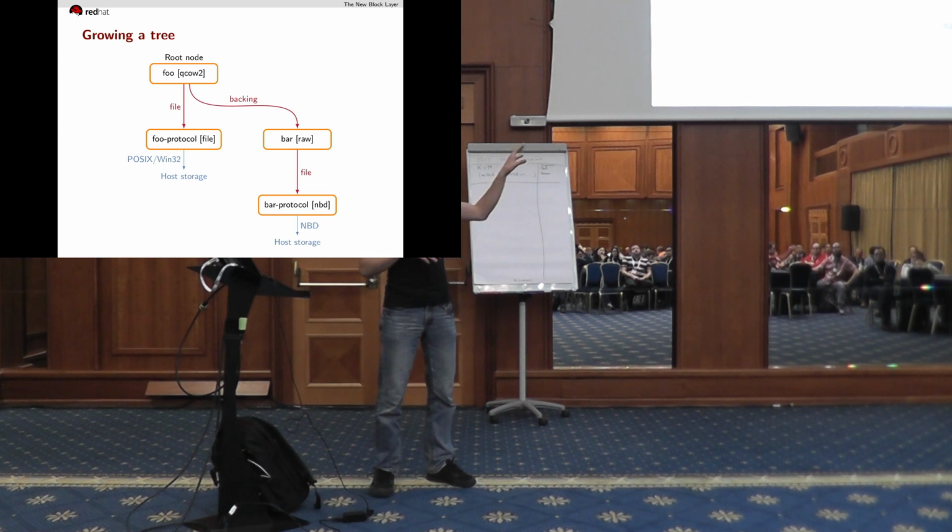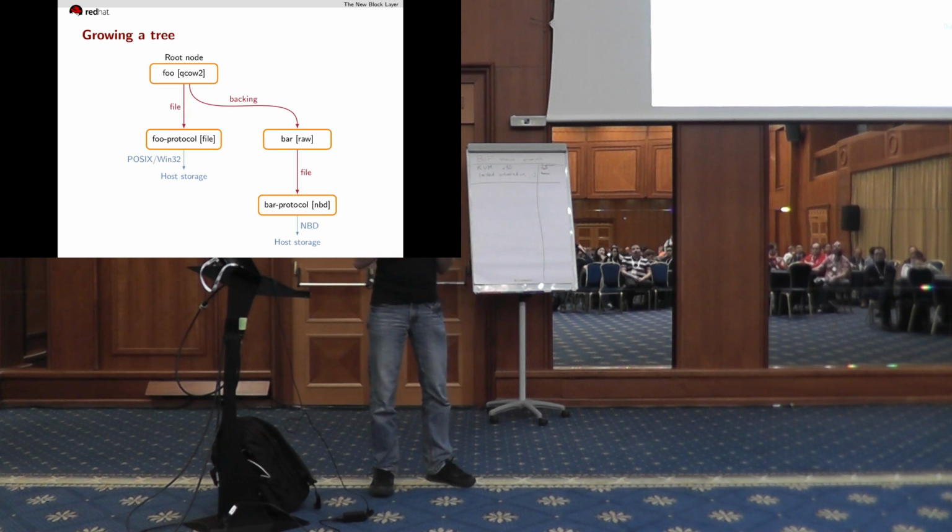And this raw node, of course, also needs a file child, which manages the actual file that is physically stored somewhere. In this case, it's stored on a network block device. So we need an NBD node. You can see that every child has some name which corresponds to its role. So usually the main child of a node is called the file child, and the backing child is appropriately called the backing child.